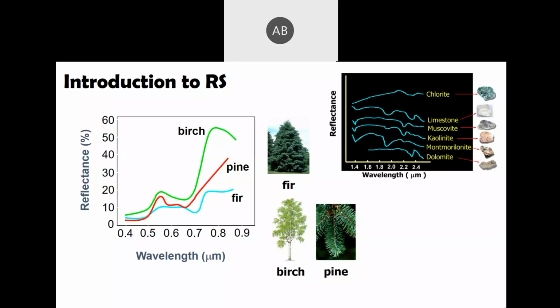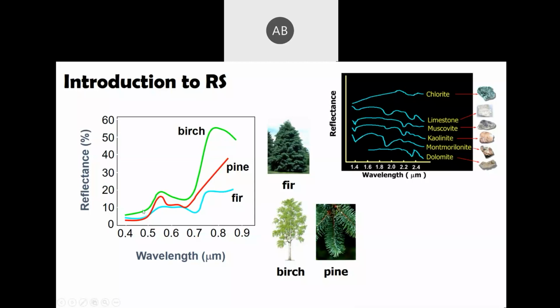Similarly, had it been a different tree, the spectral signature would be somewhat similar to the one shown in the green color. If it were a different object, like this color, I don't know the name of this color, this bluish color.